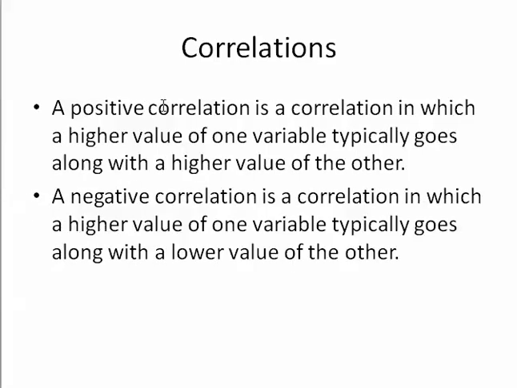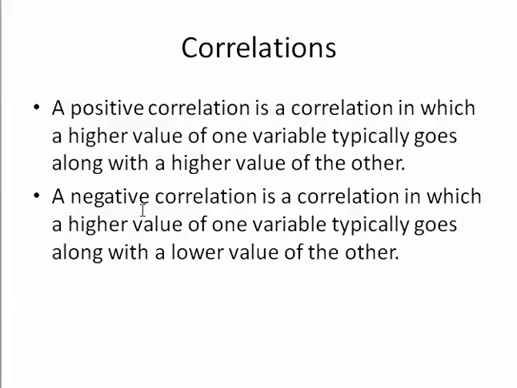A positive correlation is a correlation in which a higher value of one variable typically goes along with the higher value of another variable. In other words, a positive correlation is a correlation in which two things typically go up together. An example of a positive correlation might be commute distance and commute time. When a person's commute distance goes up, the person's commute time usually goes up as well. So those two variables would be positively correlated.